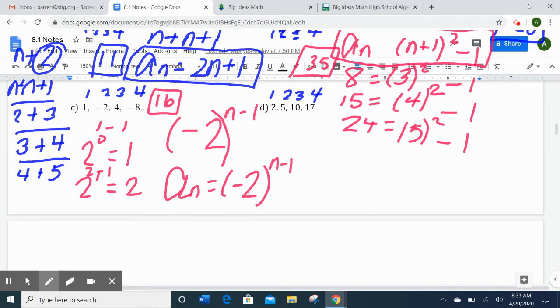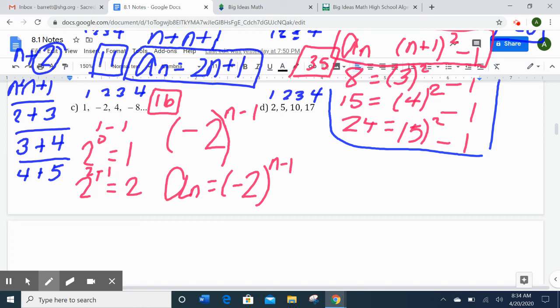And then letter D, 2, 5, 10, 17. So I have to think, how did 1 become 2? How did 2 become 5? How did 3 become 10? How did 4 become 17? And I'm going to look at the perfect squares again. So the fact that I'm adding 3 and then I'm adding 5 and then I'm adding 7, the fact that it's consistently going up is actually kind of a hint at perfect squares, because that's how perfect squares are separated.